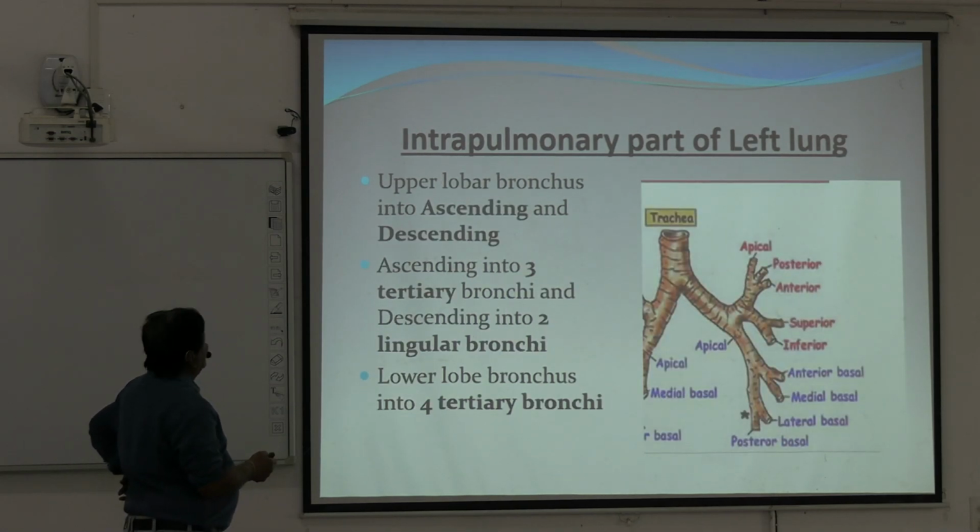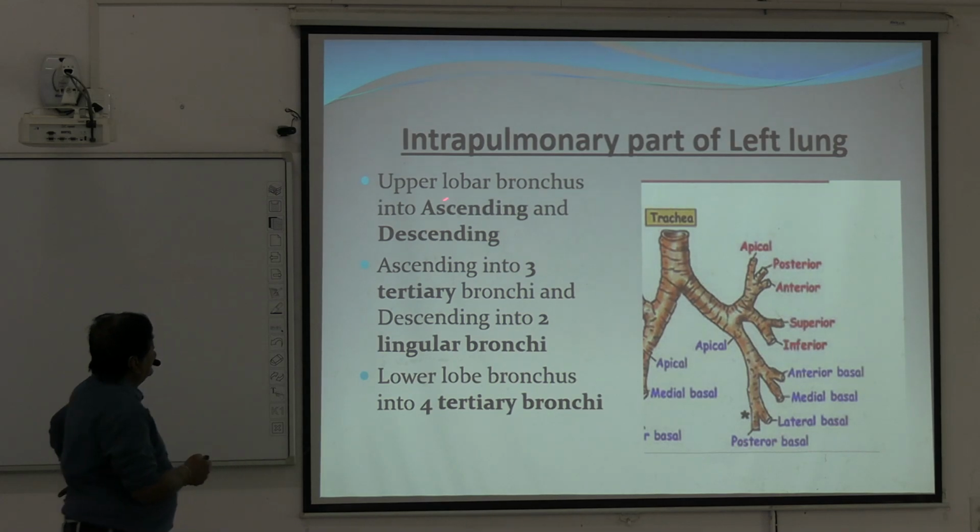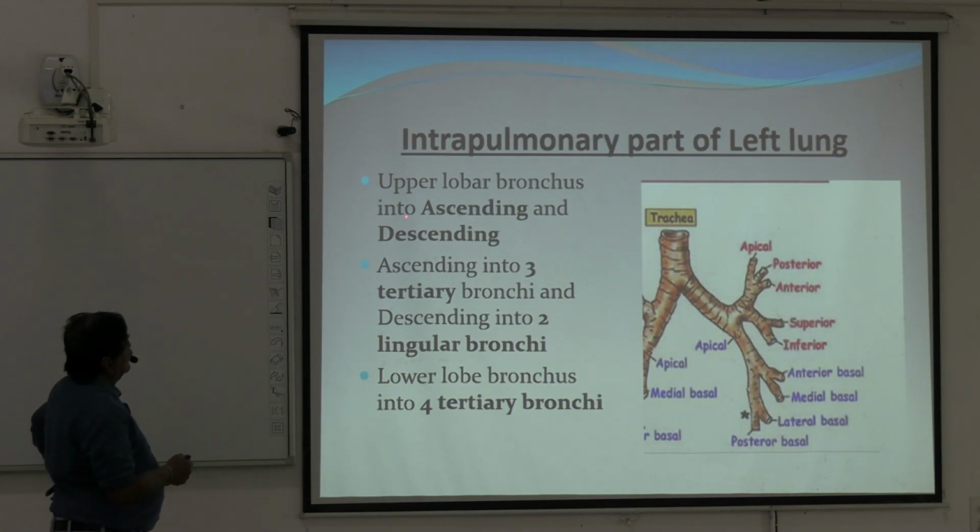Now, the intrapulmonary part of the left lung. The upper lobe bronchus divides into ascending and descending parts. The ascending part divides into 3 tertiary bronchi: apical, posterior, anterior. The descending part divides into 2: superior and inferior, the lingular bronchi. The lower lobe bronchus divides into 4 tertiary bronchi: anterior basal, medial basal, lateral basal and posterior basal.